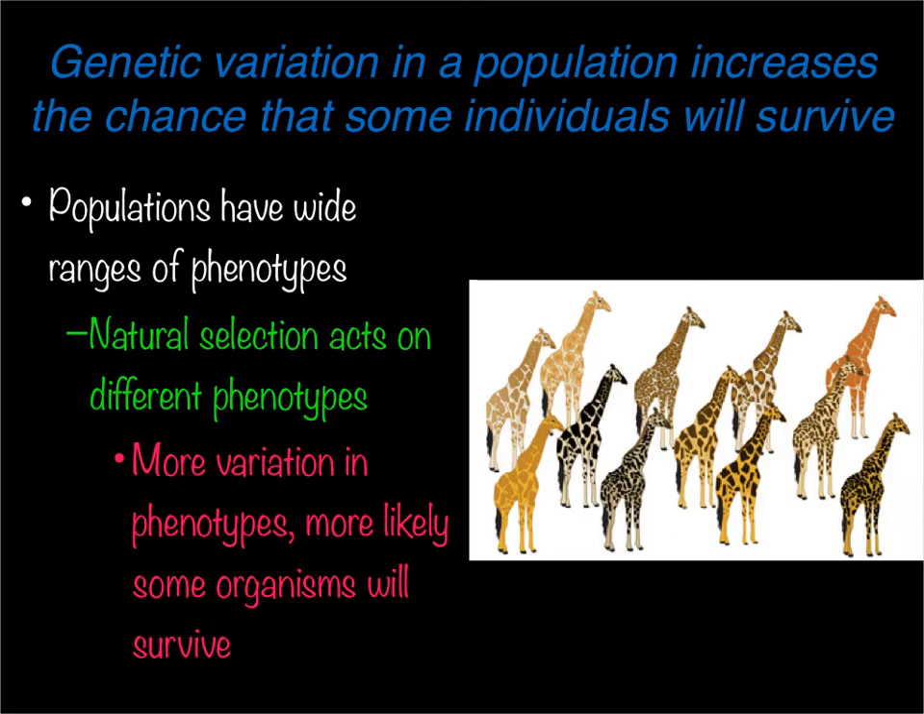Genetic variation in a population increases the chance that some individuals will survive. If populations have a wide range of phenotypes, natural selection would be acting on those different phenotypes. The more variation in the phenotypes, the more likely some organisms will be able to adapt to their environment and survive, having offspring and keeping the species strong.